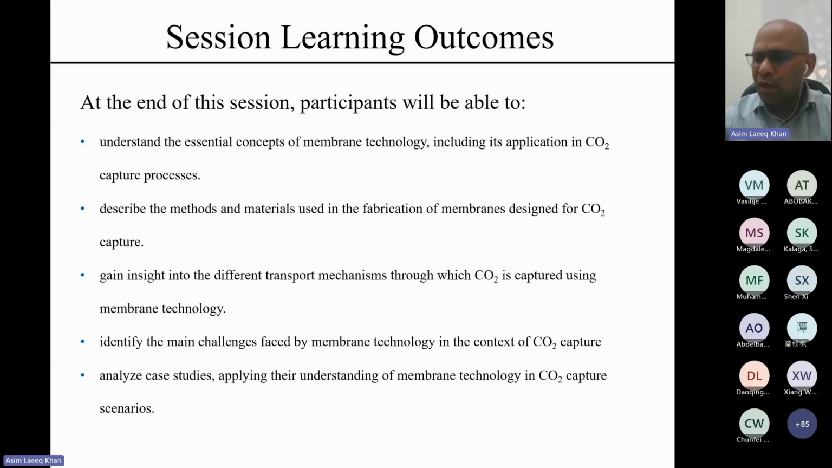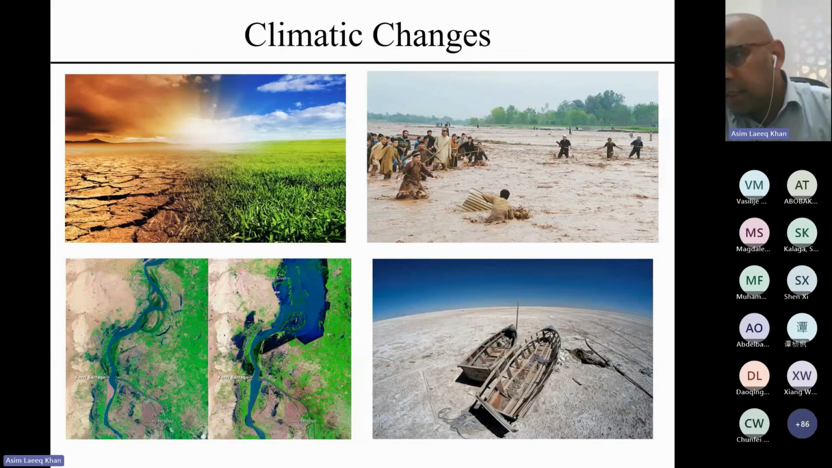Now, coming to a little bit of background: when we talk about CO2, carbon capture, climate change or global warming, it used to be, a couple of decades ago when I was in my undergrads, an invisible phenomenon.